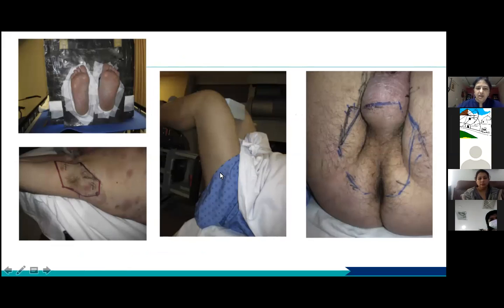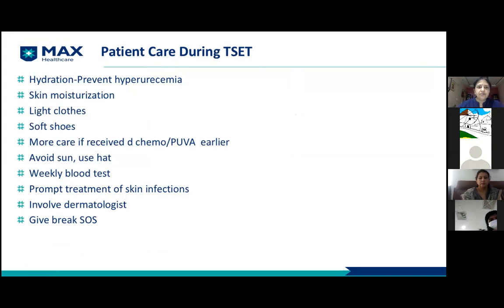Similarly, this is showing the perineal port, and this is the area of the perineum which gets underdosed and has to be treated with total skin electron therapy. Patients will require some additional care while they are on total skin electron therapy. The most important is adequate hydration. They have to be encouraged to drink enough fluids, enough liquids to prevent hyperuricemia.